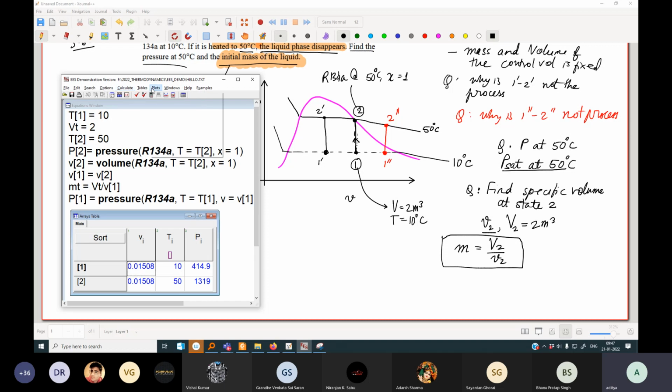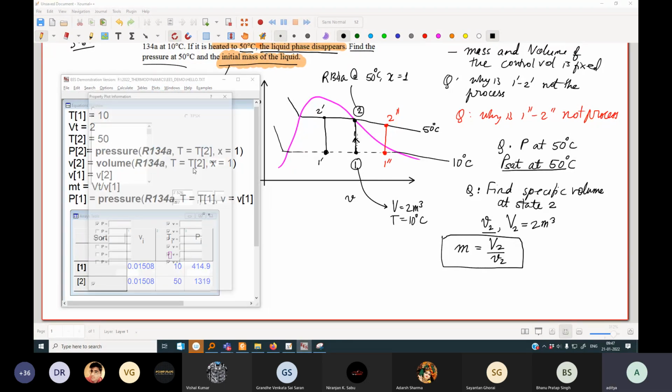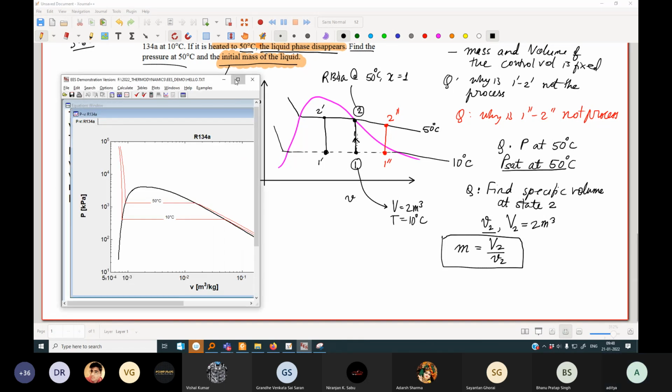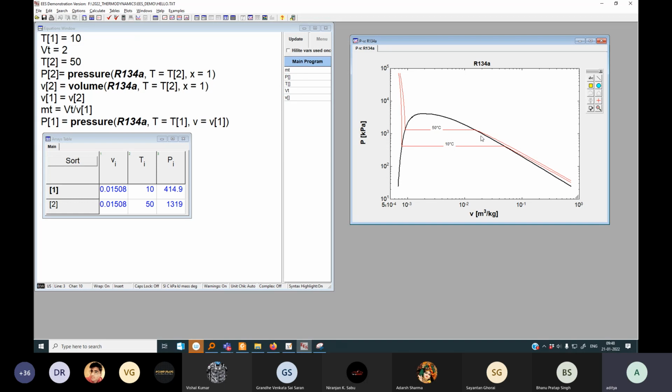We have all sorts of solvers. So we will go to plot property. First we'll do the property plot for R134A. Where is R134A? It's over here. We will go to the PV plot. We don't want to include all these lines, so get rid of those. But we do want to plot the 10 degrees Celsius isotherm and the 50 degrees Celsius isotherm. When I click on OK, I get the plot.